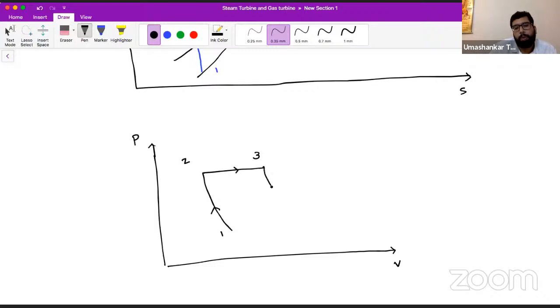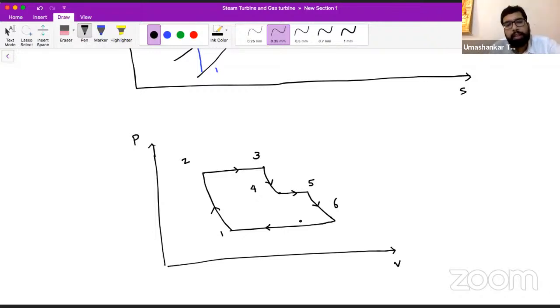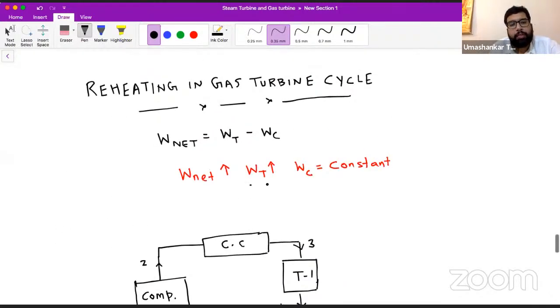Then 3 to 4, we are expanding in the first stage turbine. Then 4 to 5, again heat is added at constant pressure. So heat is added, volume will increase, pressure will remain constant. Then 5 to 6, again expansion is happening, and 6 to 1 is the intercooling. So let's just see, as we have told you, that while reheating, our turbine work increases.